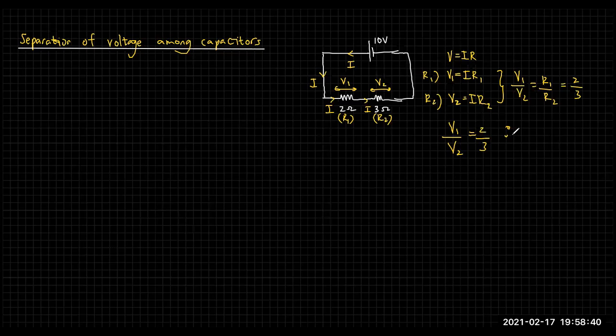So finally, what is the answer? How do you separate 10 in the ratio 2:3? V1 will be 4 volt, V2 will be 6 volt. 4 and 6. These are some ordinary level maths and ordinary level physics, but it is for resistors, not for capacitors. Now we'll do the same thing for capacitors, and let's see how it works with capacitors.